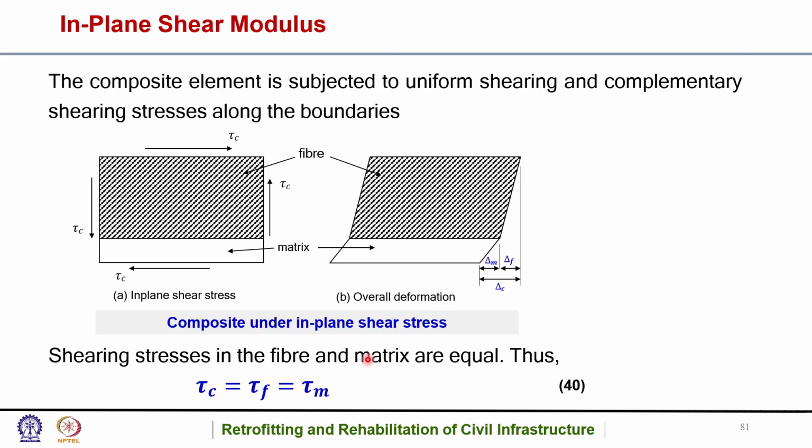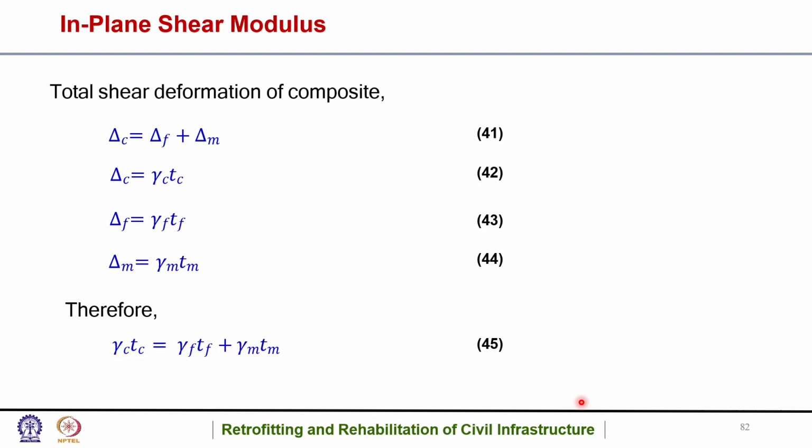The shearing stresses in the fiber and matrix are equal. Thus, tau c equal to tau f equal to tau m. So total shear deformation of composite delta c is equal to delta f plus delta m. Delta c equal to gamma c tc, delta f equal to gamma f tf, delta m equal to gamma m tm. Therefore, gamma c tc equal to gamma f tf plus gamma m tm.